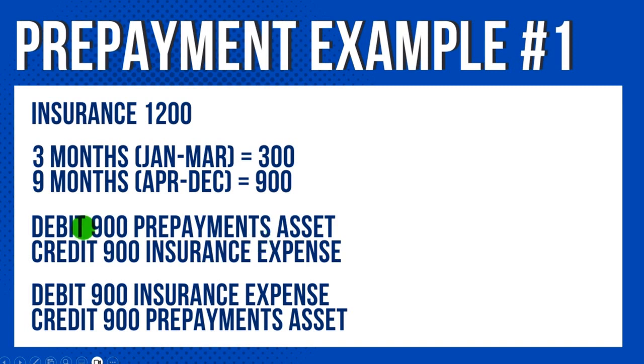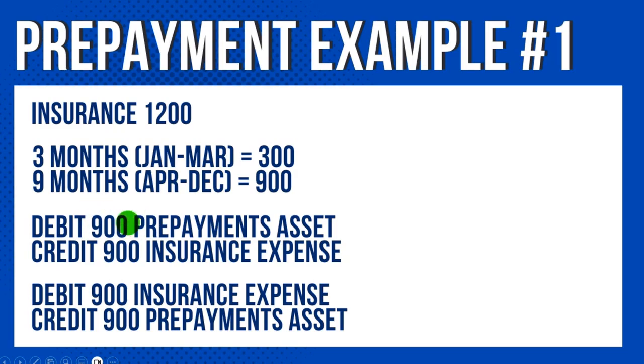Now, why are we doing that? We want to credit the expense because we want to bring the expense down. So in this example, we're bringing the expense down by 900. So the profit and loss will show 900 less of insurance expenses, because 900 isn't relevant to that reporting period.